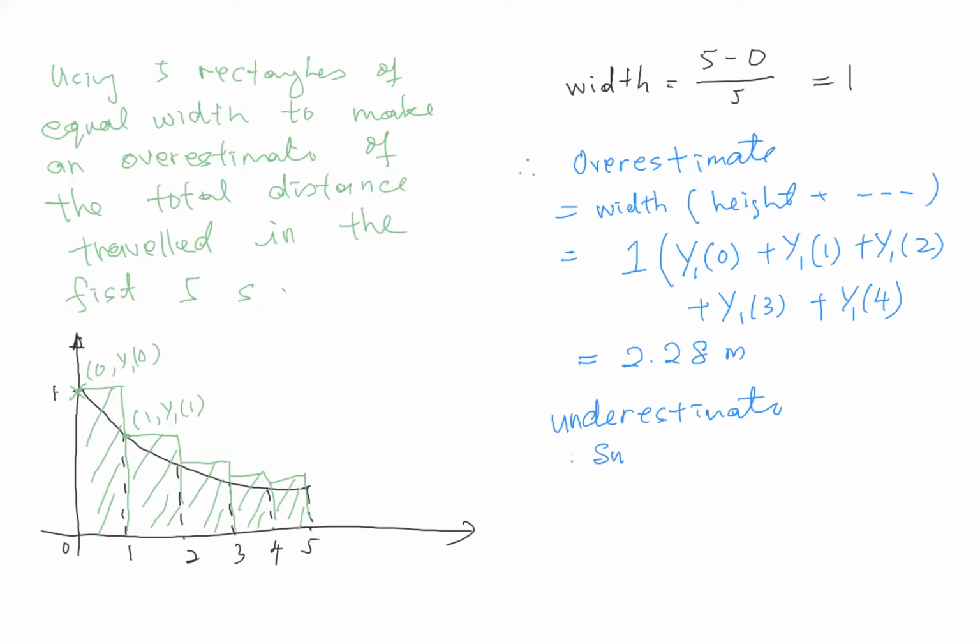So this is the sum of 5 lower rectangles. Sum of 5 areas of lower rectangles. So the lower rectangles, the situation will be like that. The first rectangle is here at 1. The height is 1. So you are using this point 1, y1, 1.